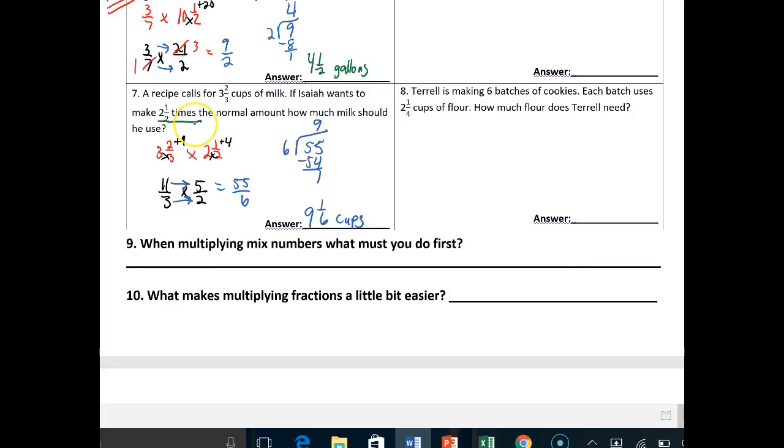All right, so number 9, when multiplying mixed numbers, what must you do first? Change them to improper fractions. All right, what makes multiplying fractions a little bit easier? Hopefully you right off the bat say, cross canceling. You can avoid all that simplifying in the end, cross canceling. Right?